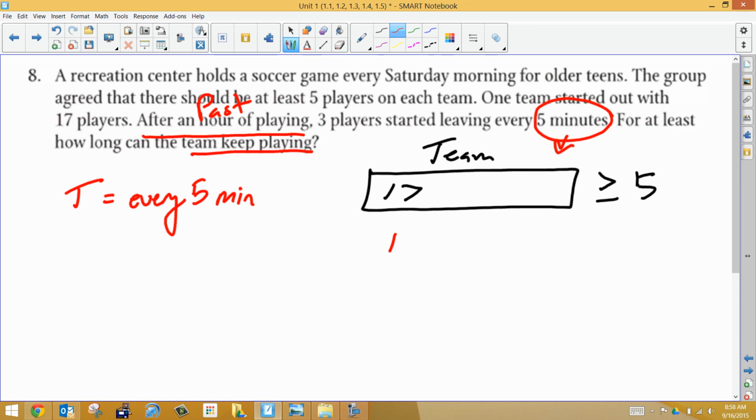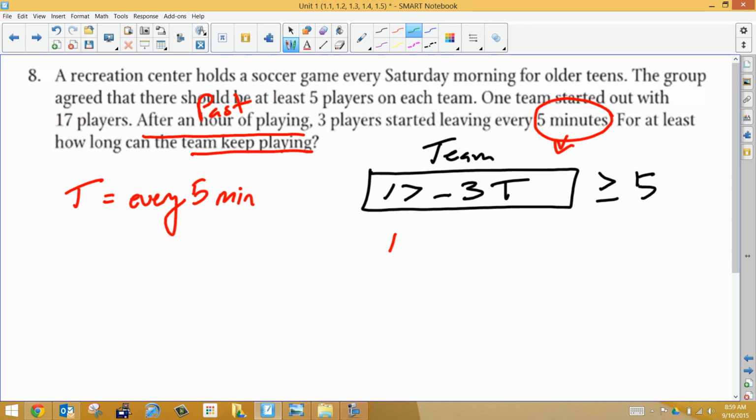So it says here we start with 17 players and we lose 3 players every interval of time, and every interval is 5 minutes. So notice in my expression that I wrote here, I don't have the 1 hour, I don't have the 5 minutes. It's not relevant for the equation. Now from here I can ignore the context, and I can just solve the problem.